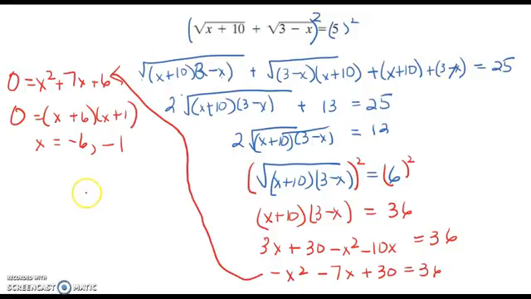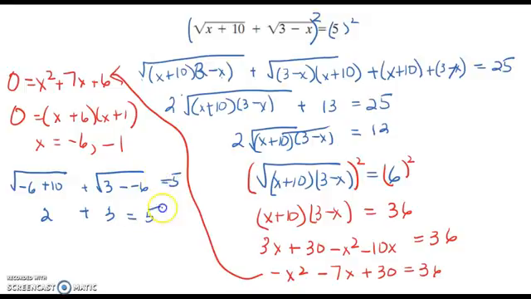Again, we have to check for extraneous solutions. So let's go back to the original and we'll double check. So let's try negative 6 first. The square root of negative 6 plus 10 plus the square root of 3 minus negative 6 equals 5. Does this one work? Well, negative 6 plus 10 is 4. The square root of 4 is 2. 3 minus a negative 6, 3 plus 6, is 9. The square root of that is 3. 2 plus 3 equals 5. So that one checks. Let's check out the other one just to be safe.